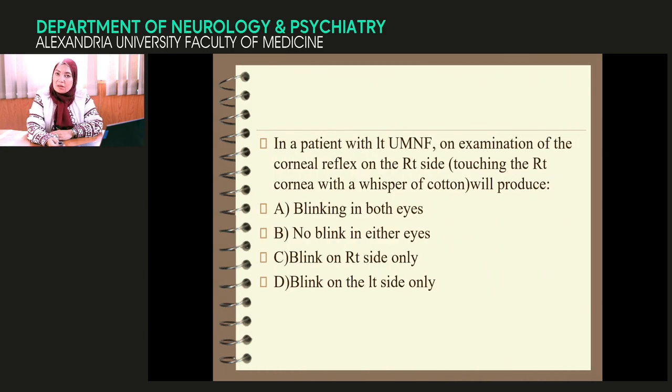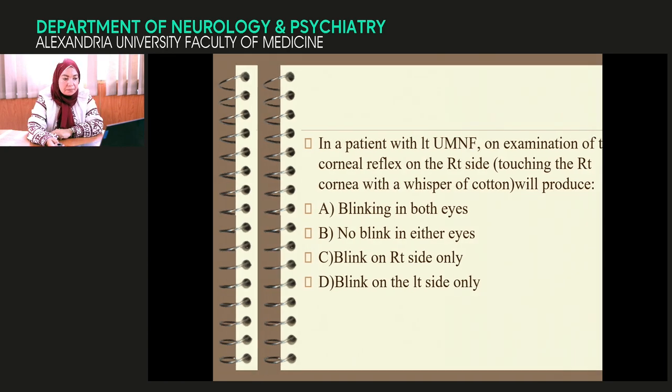Okay, we will ask 3 questions. In a patient with left upper motor neuron facial palsy, on examination of the corneal reflex on the right side, touching the right cornea with a piece of cotton will produce: blinking in both eyes, no blink in either eye, blink on the right side only, or blink on the left side only?